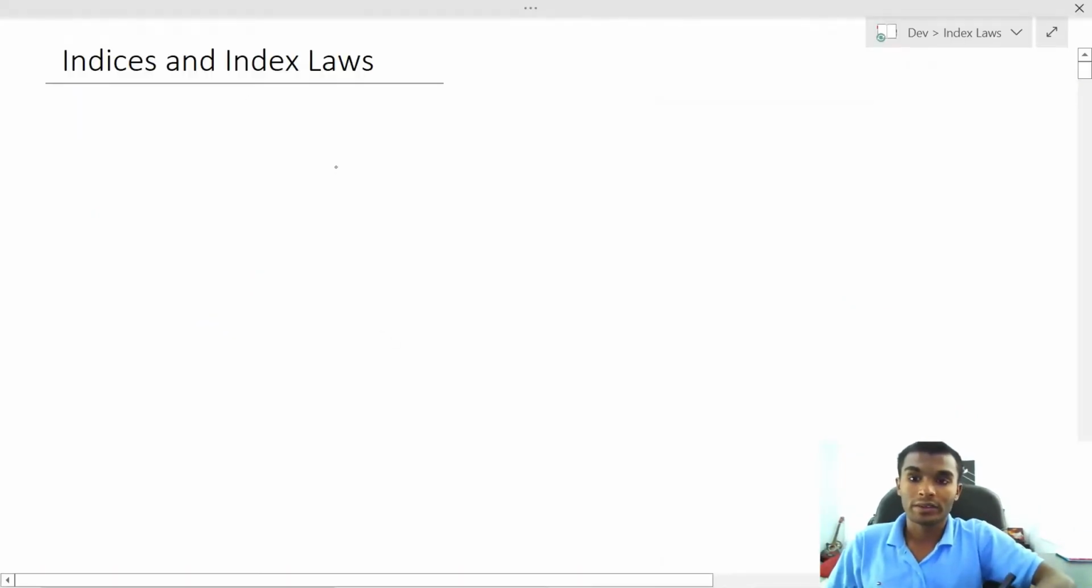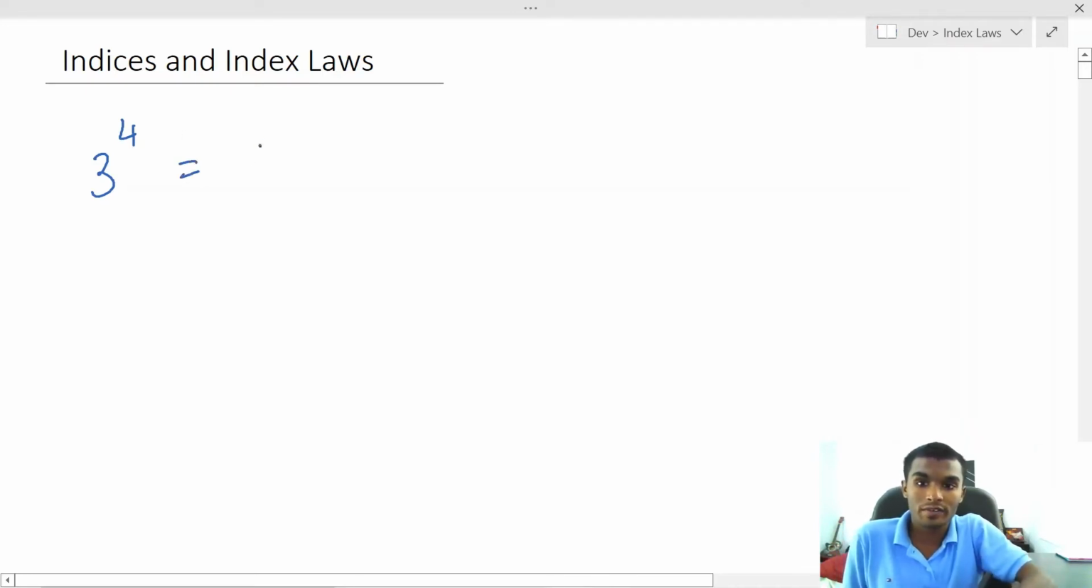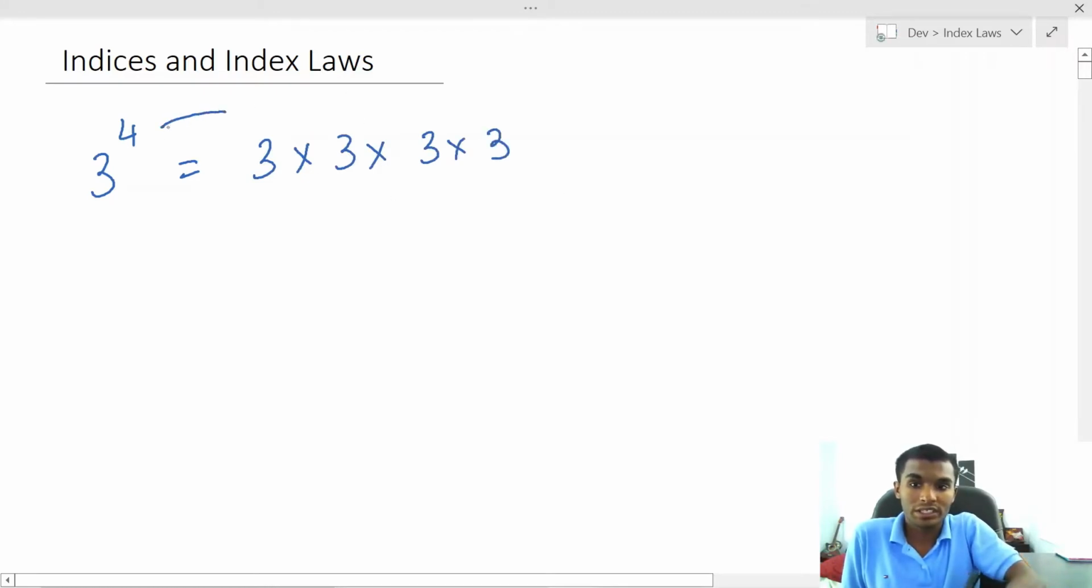So, at the very beginning, what is an indice or index? It's basically just some number to the power of something. So let's say 3 to the power of 4. For those who don't know, 3 to the power of 4 is just 3 times 3 times 3 times 3, 4 times. And this number here is what's known as the index.